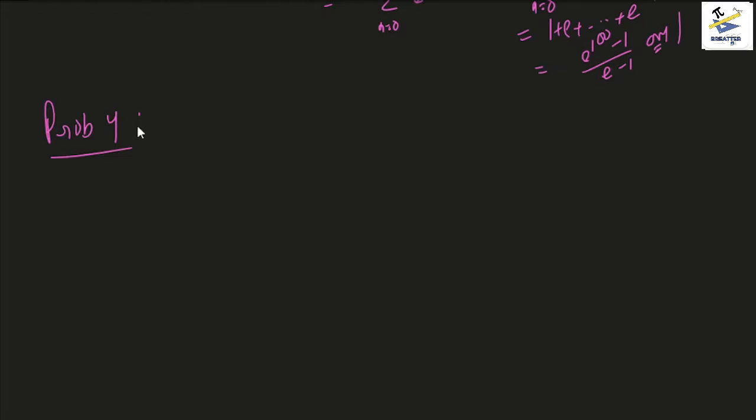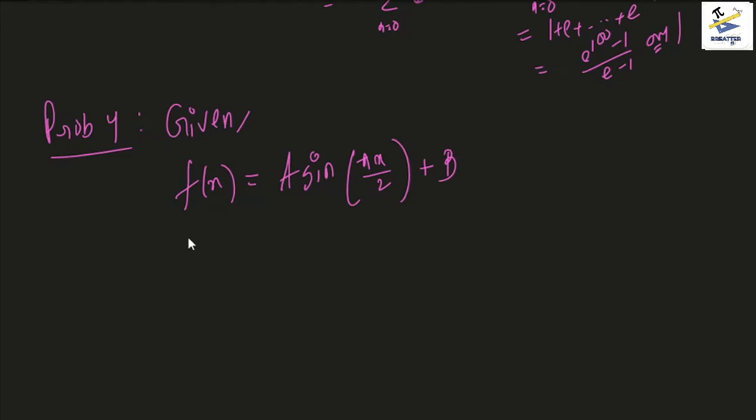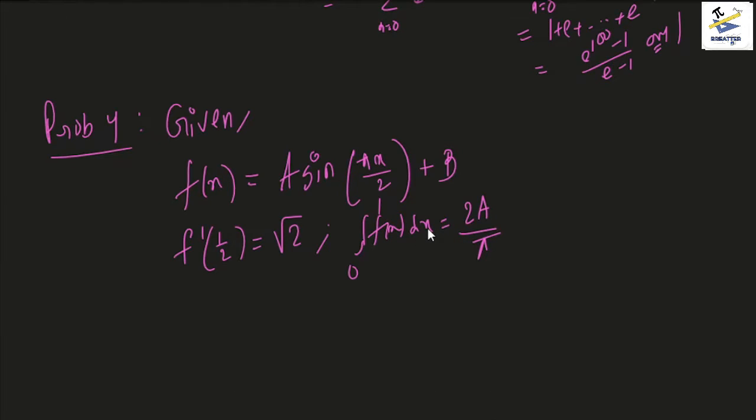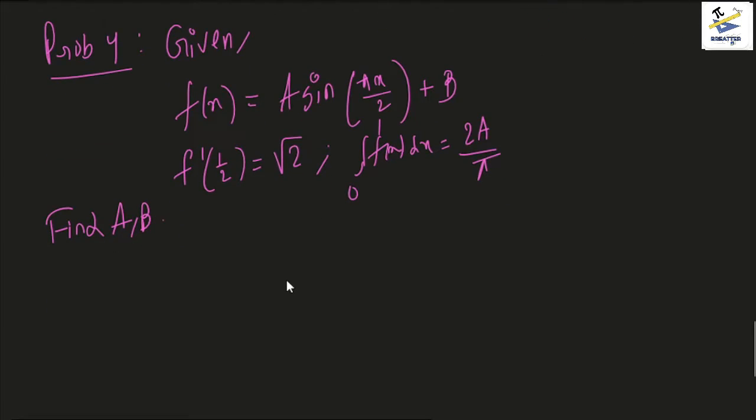So problem 4 for this section. We have given f of x is a sine of pi x by 2 plus b, f dashed of half is root 2, and the integral from 0 to 1 of f x dx is 2a by pi. And obviously we are required to find the constants a and b respectively. So the question is basically to find a comma b, which are constants and not functions of anything. Okay, so they are like real numbers, right?